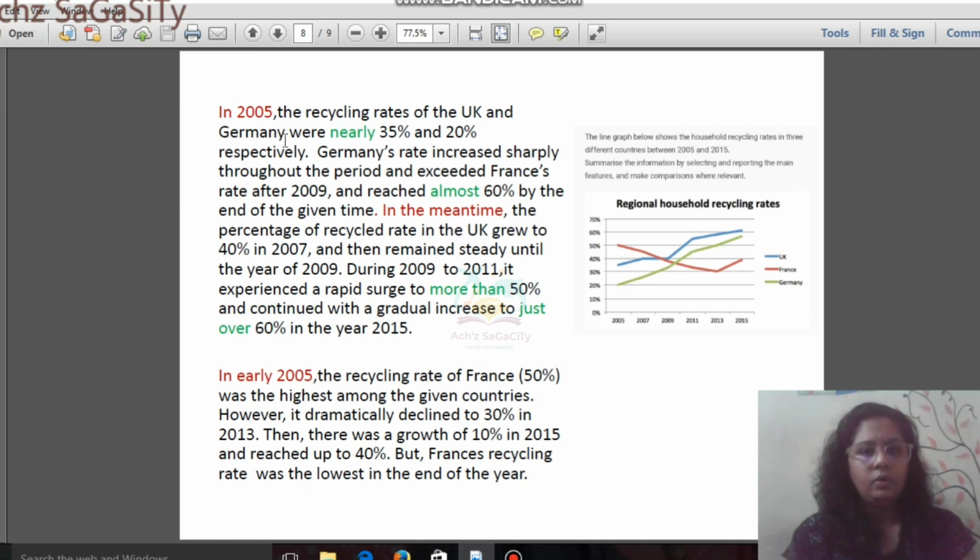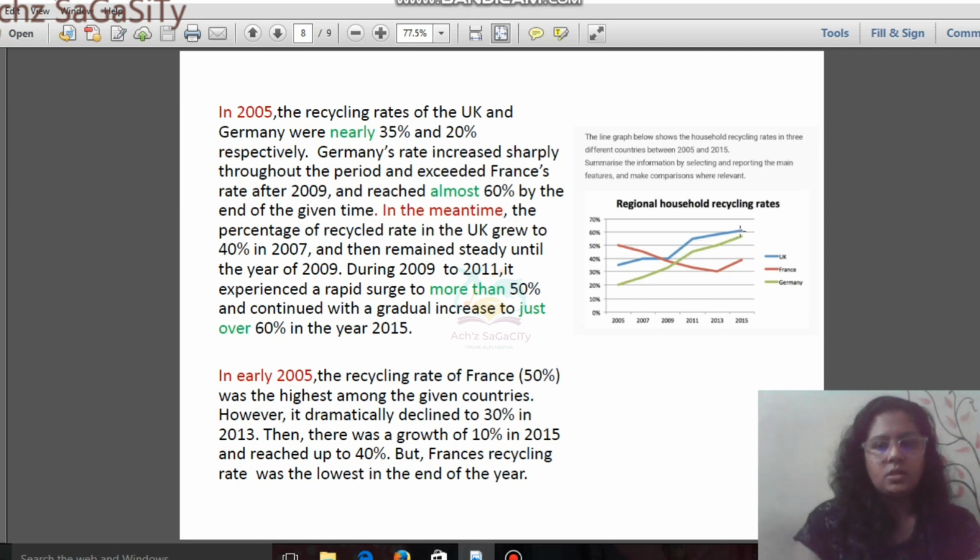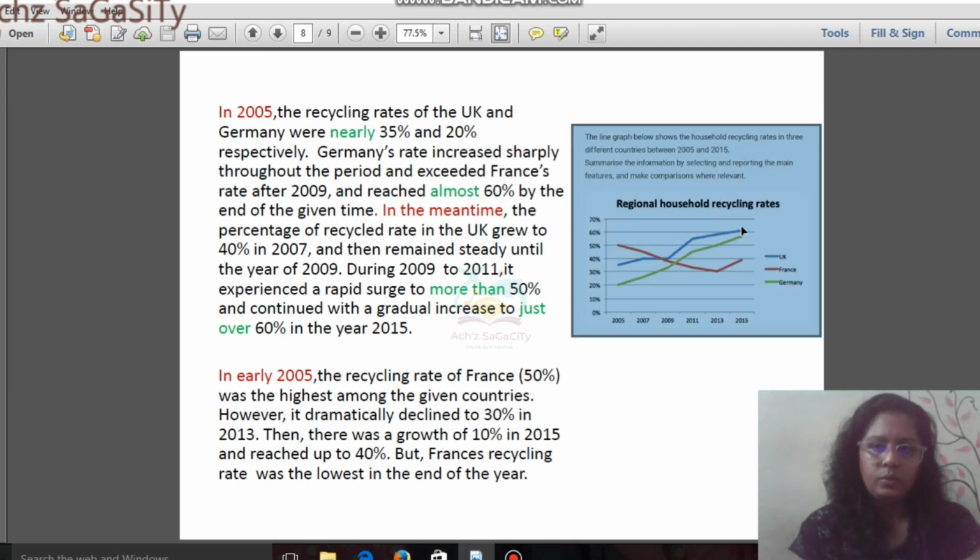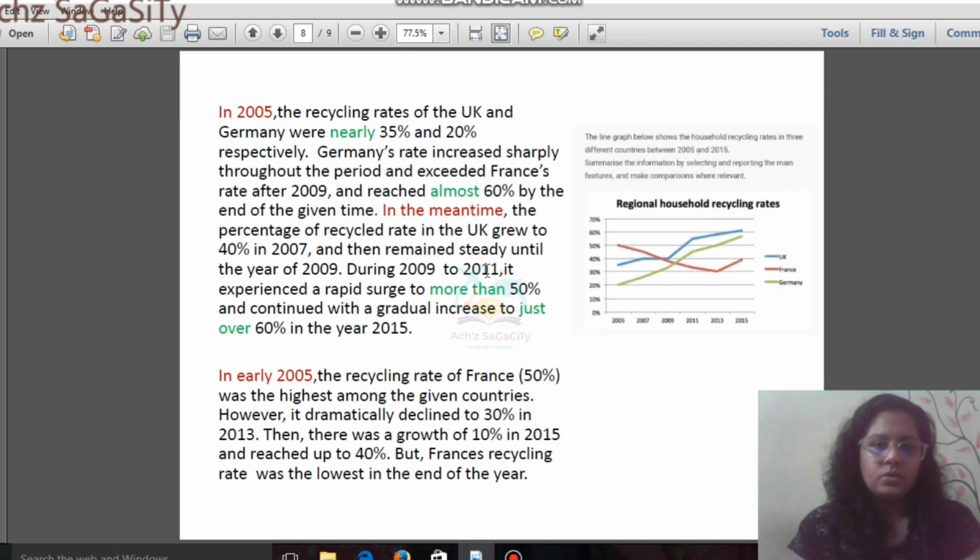Then we will start with Germany's rate. Here you can see it goes straight up. There are not many fluctuations, but in between, after 2009, it cut off the rate of France. It overlapped the rate of France, so we need to mention that also. So Germany's rate increased sharply throughout the period and exceeded France's rate after 2009 and reached almost 60% by the end of the given time. Almost 60% means, you can see at the end of the time it is just below 60%. That's why we want to use the word approximately. So that's about the rate of Germany.